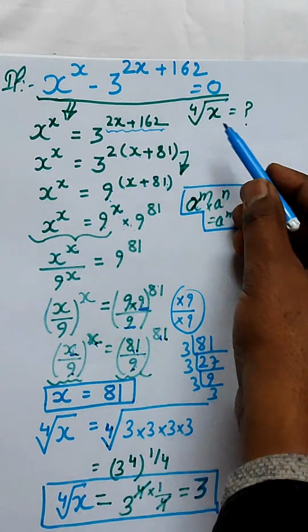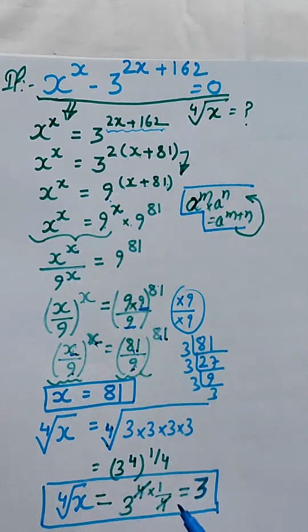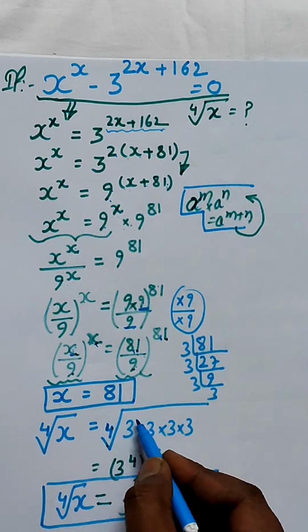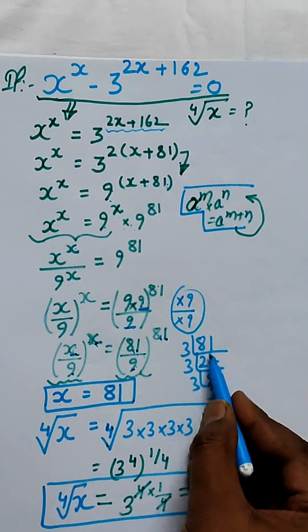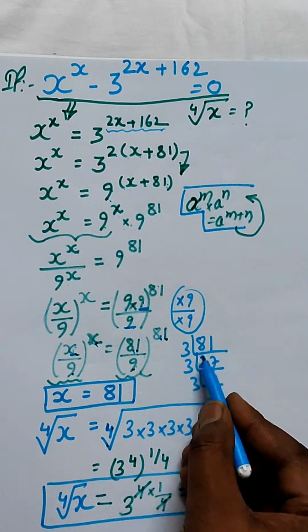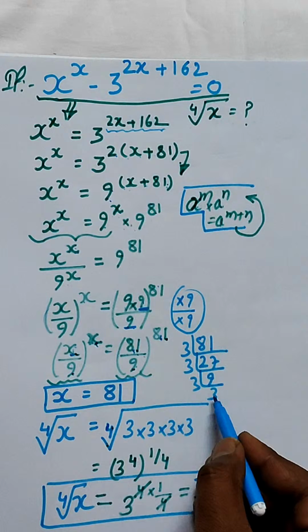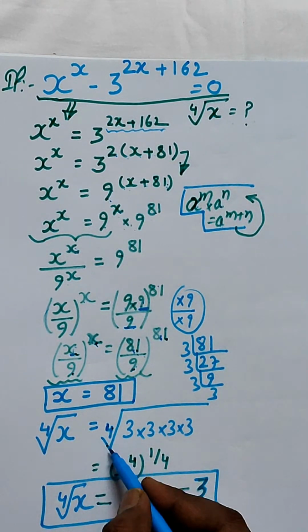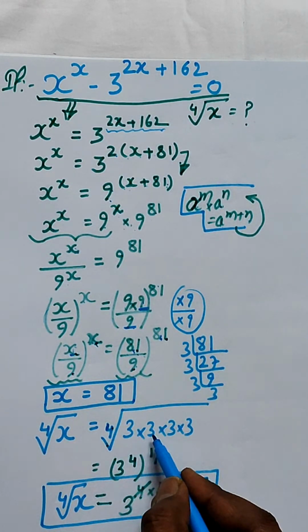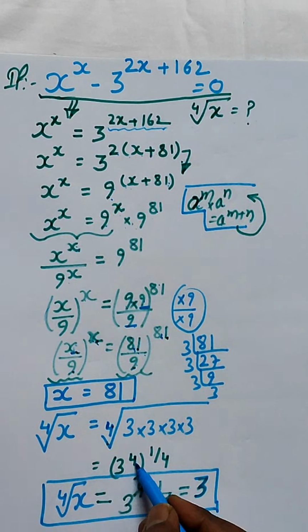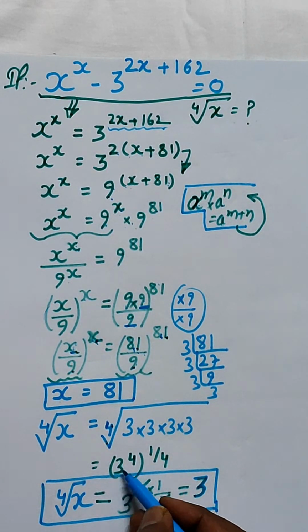Well, now we need to find the value of 4th root of x. So 4th root of x is 4th root of 81. That means taking the prime factors of 81, just factorize it. After factorizing 81, we get 81 as 3 into 3 into 3 into 3. That means 3 is coming 4 times, right? Now, 4th root of 81 can be written from 3 into 3 into 3 into 3. That means that is 3 to the power 4. That means base is 3 and exponent is 4.